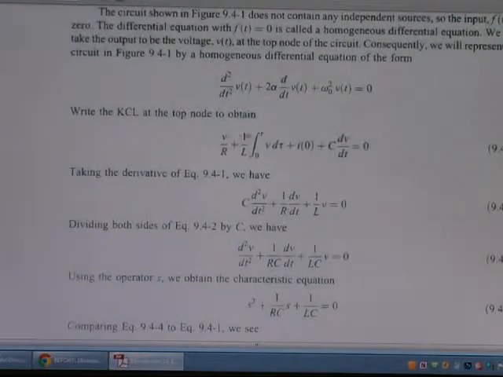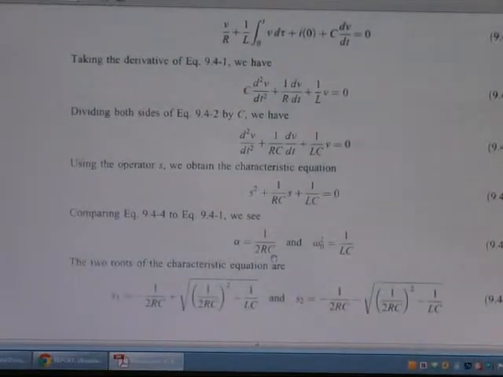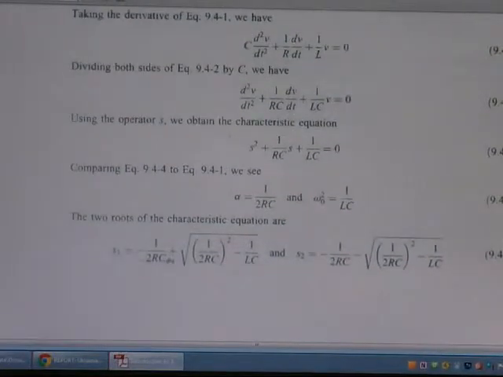Then we have to write down the equation. By integrating, we got this answer, then taking the derivatives, we got this one, and then dividing both sides. In the place of d2V by dt square, we substitute s. So s square plus 1 by RC s plus 1 by LC equal to 0. From here, alpha is 1 by 2RC and omega 0 square equal to 1 by LC. Then finally, you get s1 and s2. This is the characteristic equation.